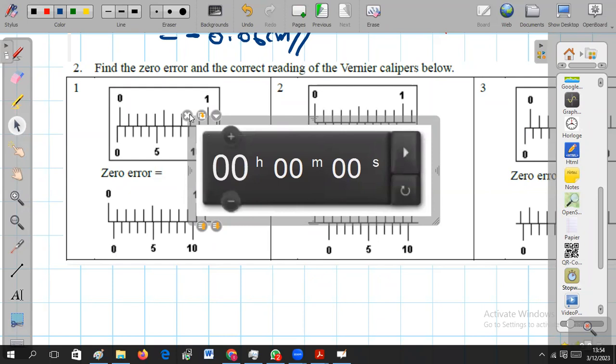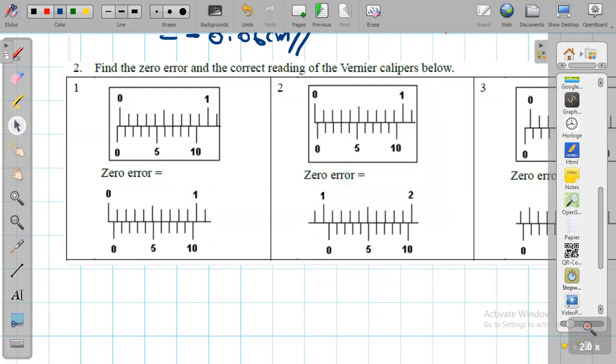Okay, guys, I think you finished this one. Right, let me check this one. This is a negative zero error because it moved to the left hand side. So what is the line? It is coinciding here, the 7th line.